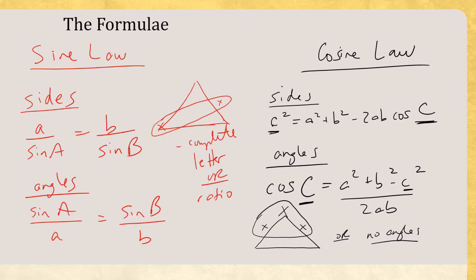Which, if you look at your formula for angles for cosine law, it involves all three sides and you're looking for an angle. So you cannot use any other formula except for cosine law when you have no sides given. So make sure you have those formulas in front of you. We're going to use them and just do some examples.